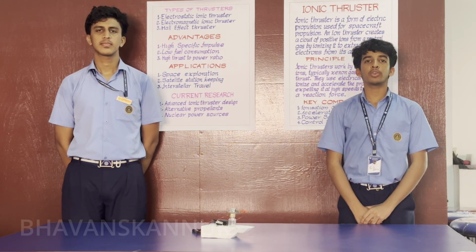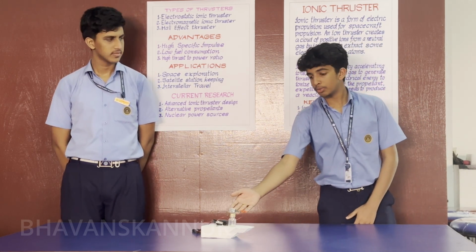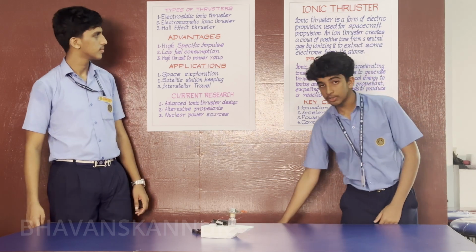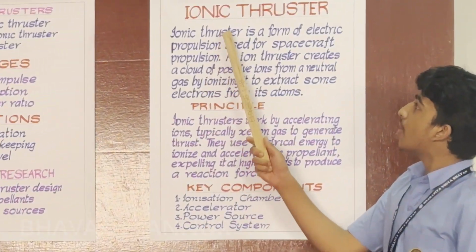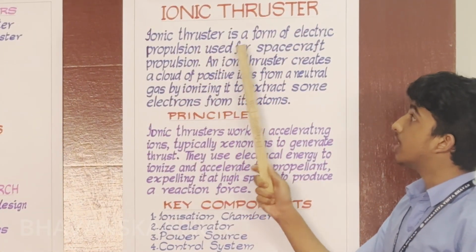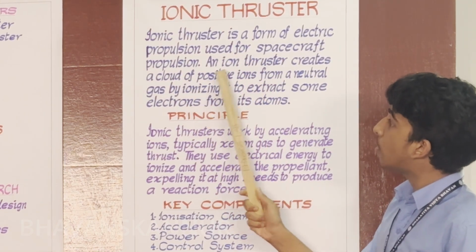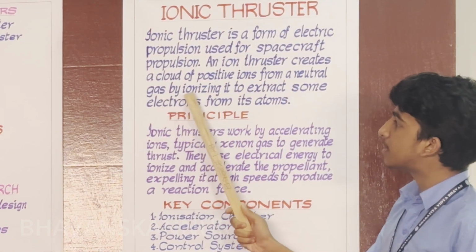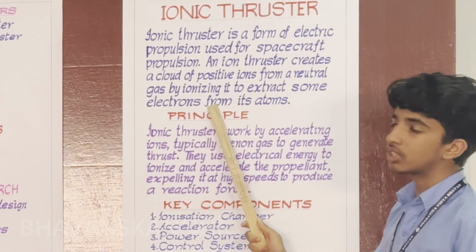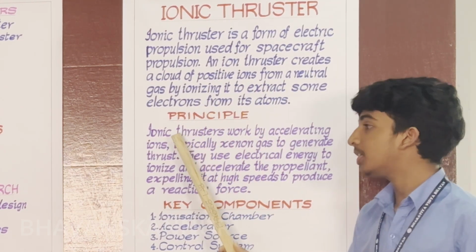Today we are going to talk about ionic thrusters and the board we made using the principle of ionic thrusters. First of all, what is an ionic thruster? An ionic thruster is a form of electric propulsion used for spacecraft propulsion. An ion thruster creates a cloud of positive ions from a neutral gas by ionizing it to extract some electrons from its atoms. Its principle is quite simple.